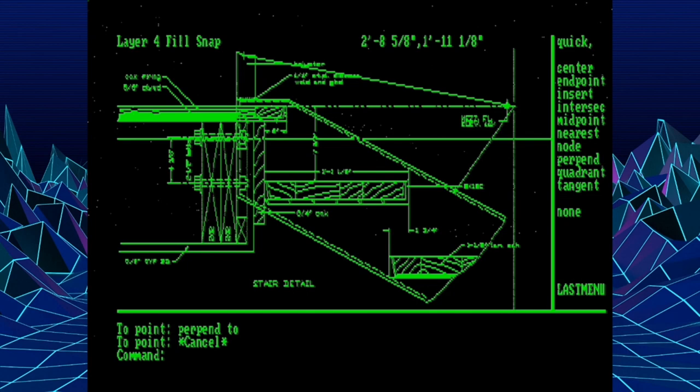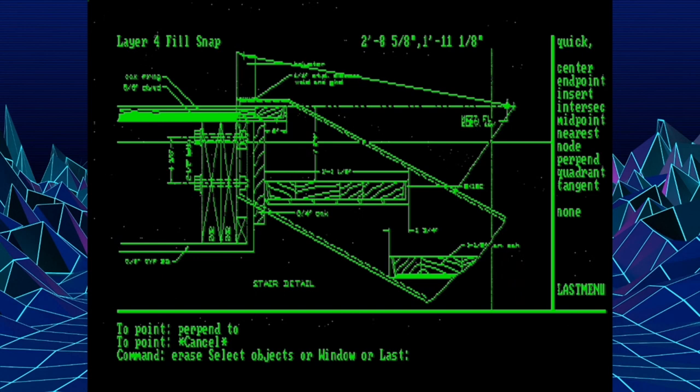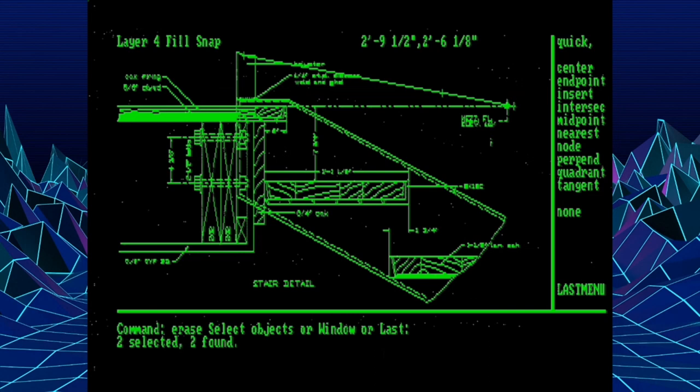I'm going to erase these objects, and you'll notice I don't get a pick box for doing that. We're still in the land where we've got to pick near a thing and believe that it was selected. So you just gotta believe sometimes.